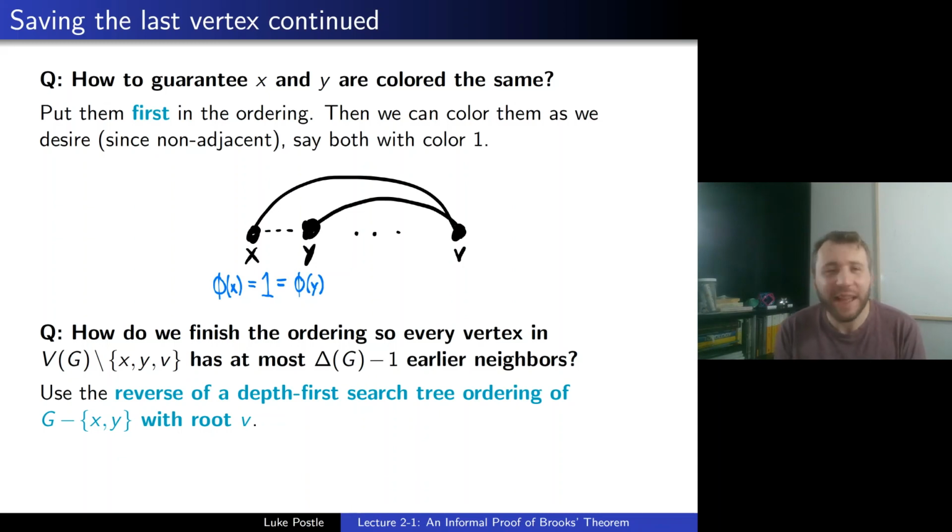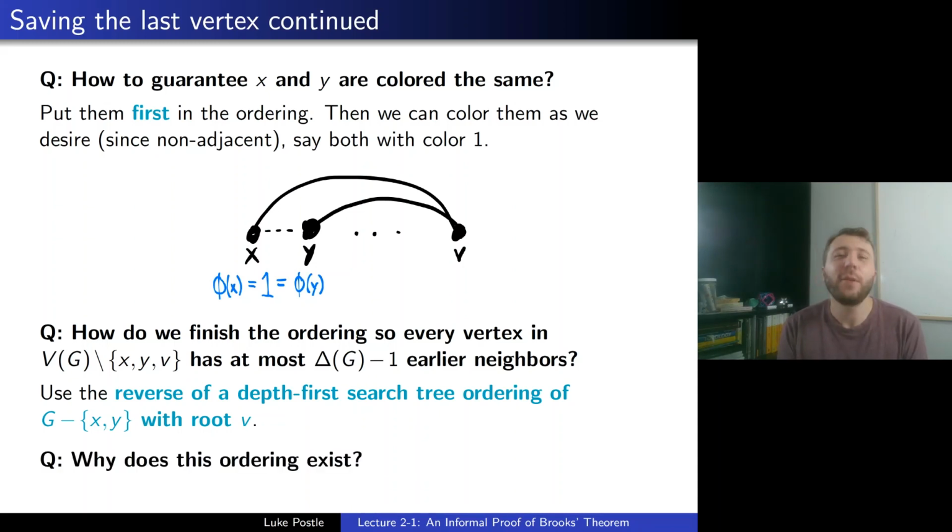But that leaves one last major question. Why does this ordering exist? We knew before, if x and y were also part of this tree, that it existed because of the connectivity, but why does this exist? If we're going to force x and y to be first, maybe it doesn't. So pause for one last time and think about why this is the case. Why now do we know that this ordering actually does exist?